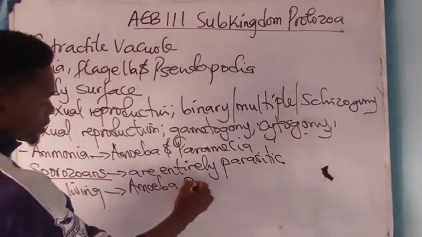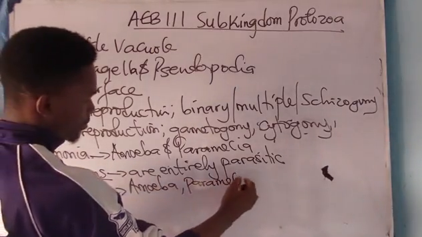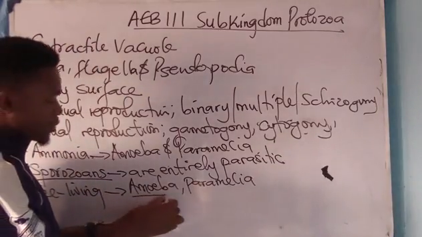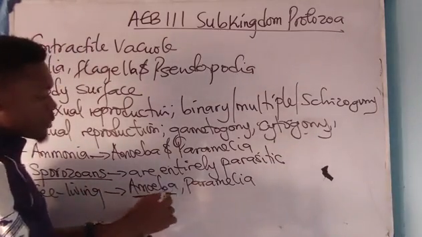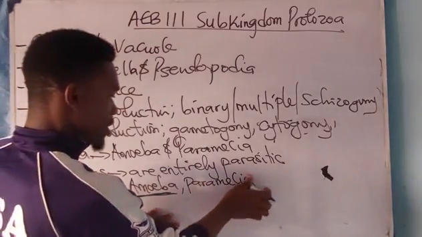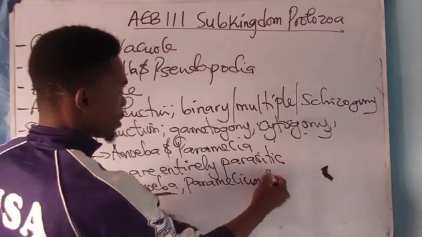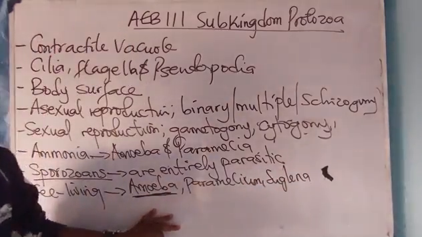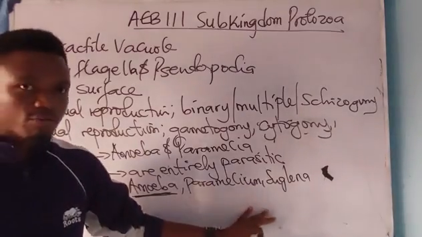paramecium. Please, the amoeba here, I'm talking of not Entamoeba, I mean just Amoeba proteus. Amoeba proteus, paramecia, euglena, chlamydomonas are all free living. They are all free living.